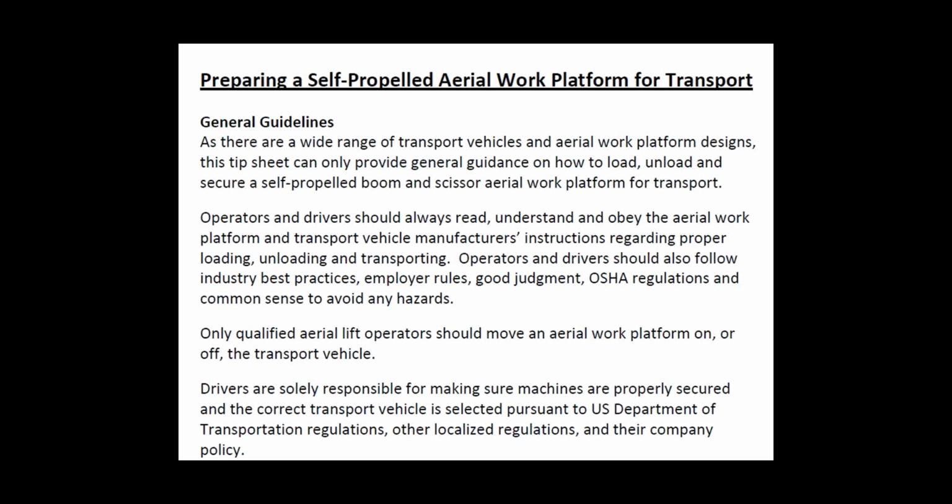The serial number placard on the machines will give you the specific weight of the machine, so we don't put too much weight on certain trucks. An example could be a small electric 30-foot knuckle boom on a single axle rollback. What looks smaller than the average car can actually overload the truck and cause problems when you're driving. In addition, the drivers are solely responsible for making sure the machines are properly secured per the DOT regulations and their company policy.